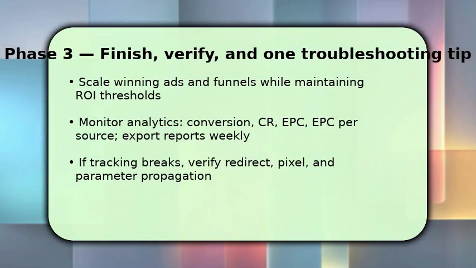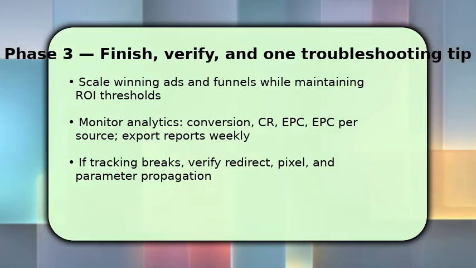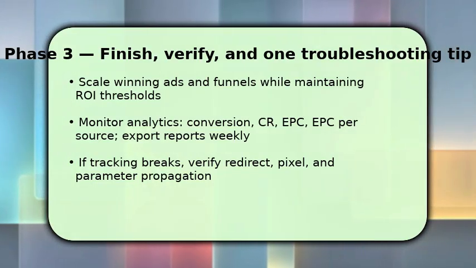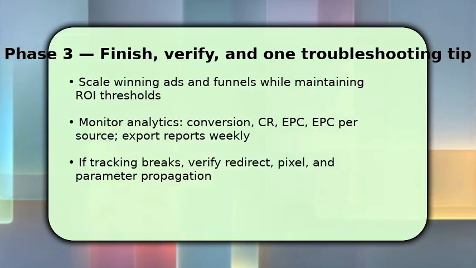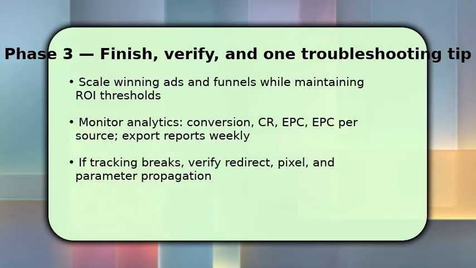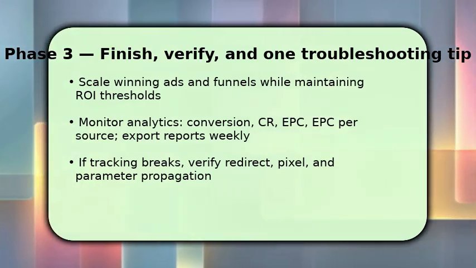Finish by scaling what works. Increase budgets on winning ads, clone funnels for new audiences, and raise email frequency carefully. Use System.io analytics to track conversions, conversion rate, and earnings per click so you know which channels pay. Export reports weekly and adjust bids to maintain target ROI.